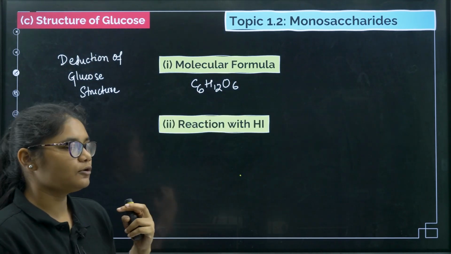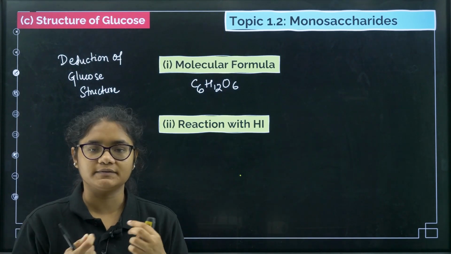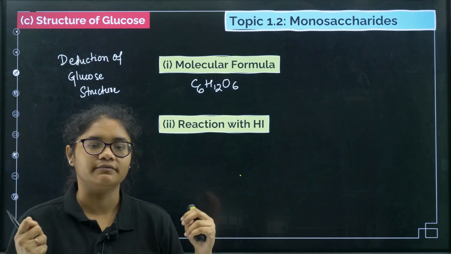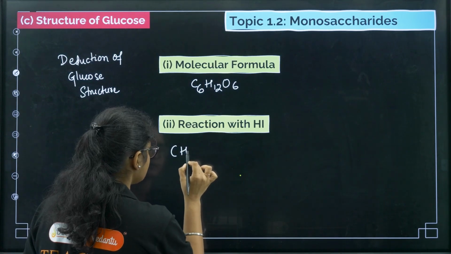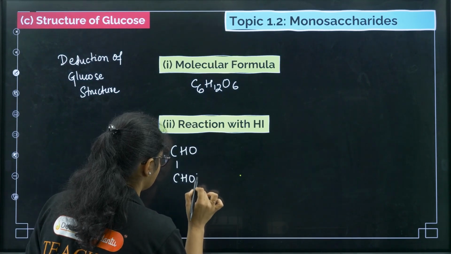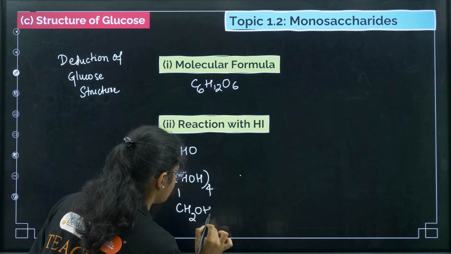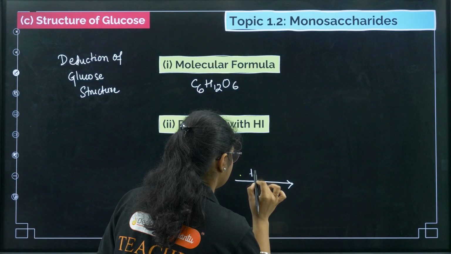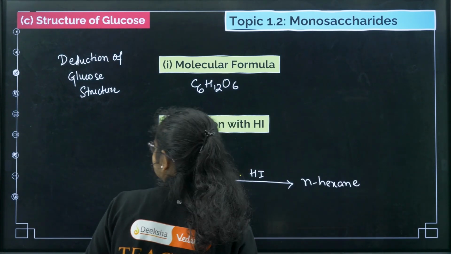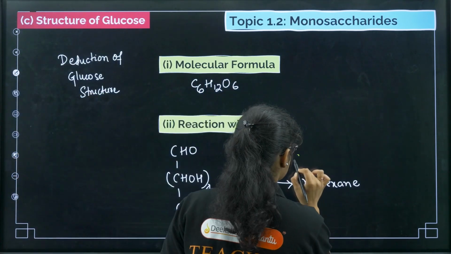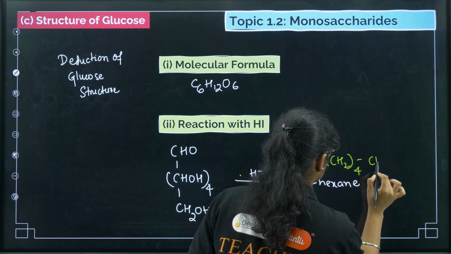Now second, to understand how these 6 carbons are present, whether it is present in a circular ring or in a linear chain or there is some branch chain, we do this reaction, that is reaction with HI. Now what happens here? Glucose we represent like this. This is the structure of glucose. Now if we react this with HI, we get N-hexane. If you draw the structure, we have CH3, CH2 4 and then CH3.